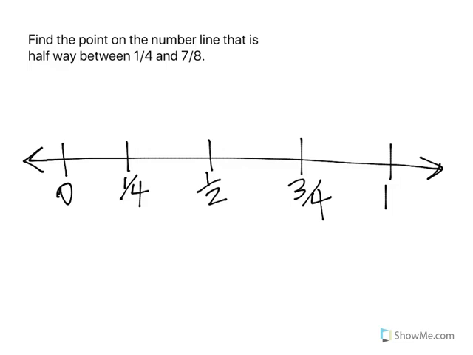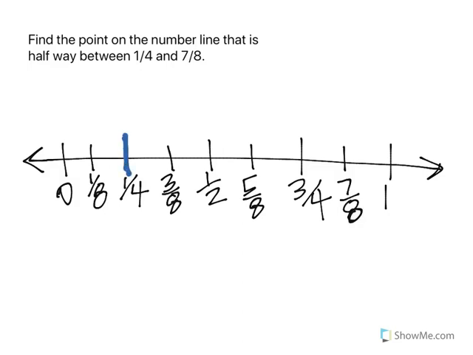And if I take each fourth and split that in half, I'm now making eighth pieces. So this is 1/8, and then 2/8 is 1/4, so then 3/8, 4/8, 5/8, 6/8, and 7/8. So now I can mark where my starting and ending points are. I'm starting at 1/4, and I'm going to 7/8. So this is the distance that I'm looking at, and I want to go halfway between these points.